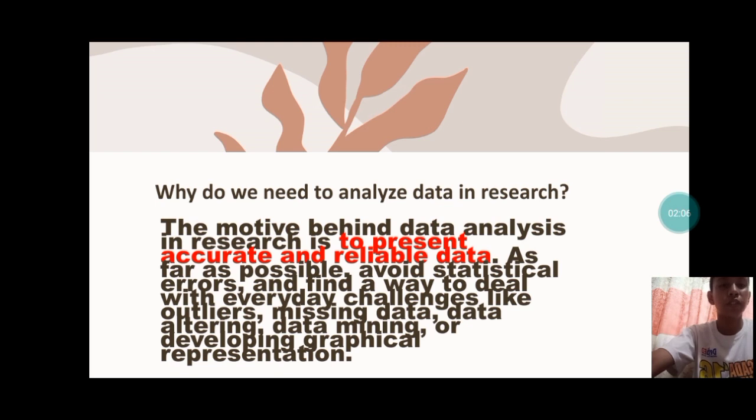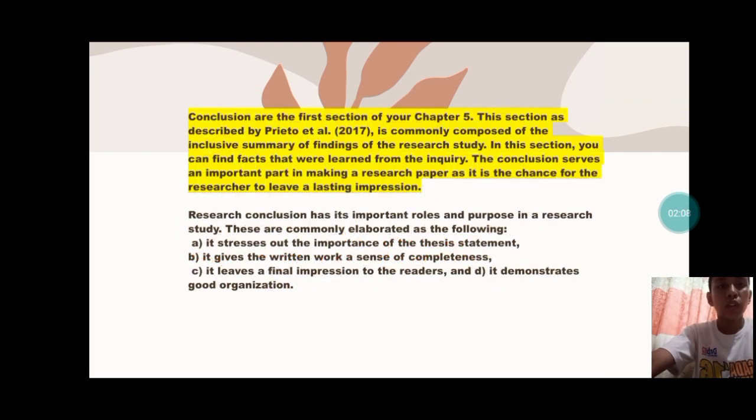So mao ni ang conclusion or the first section of our chapter 5. This section, as described by Pretorius et al. 2017, is commonly composed of an inclusive summary of findings of the research study.